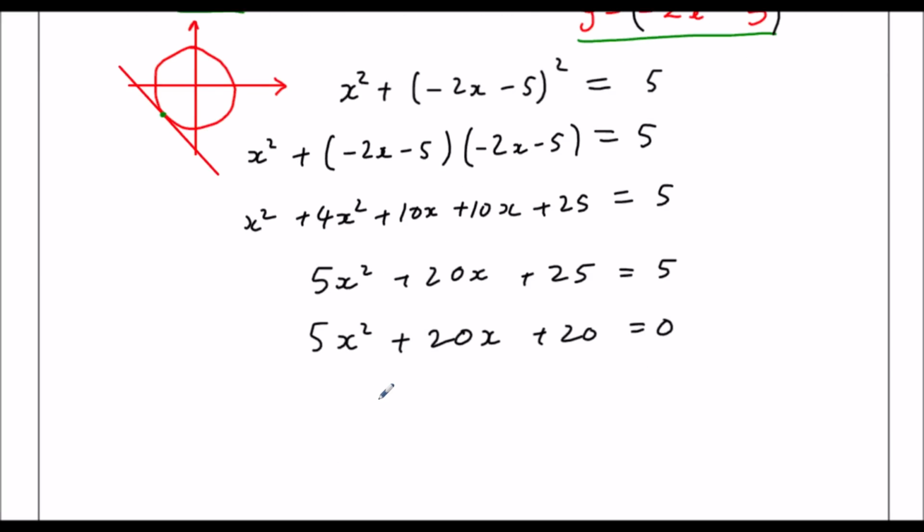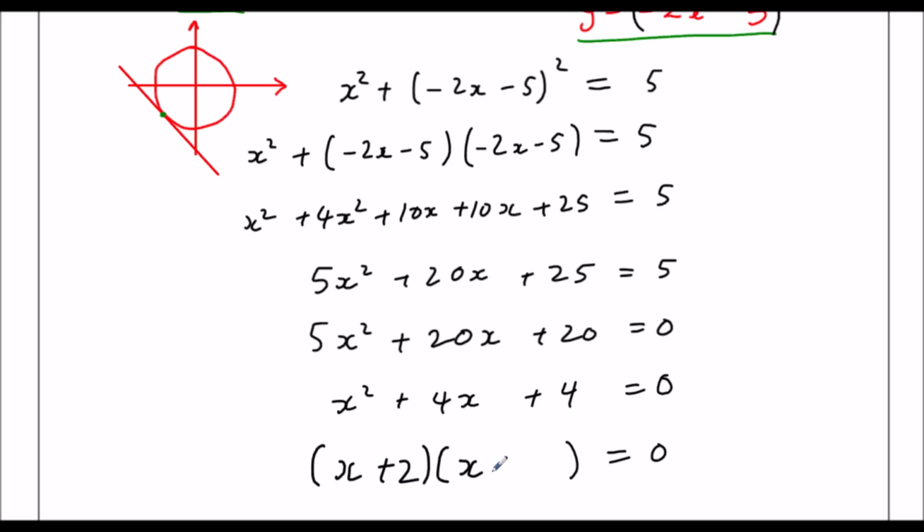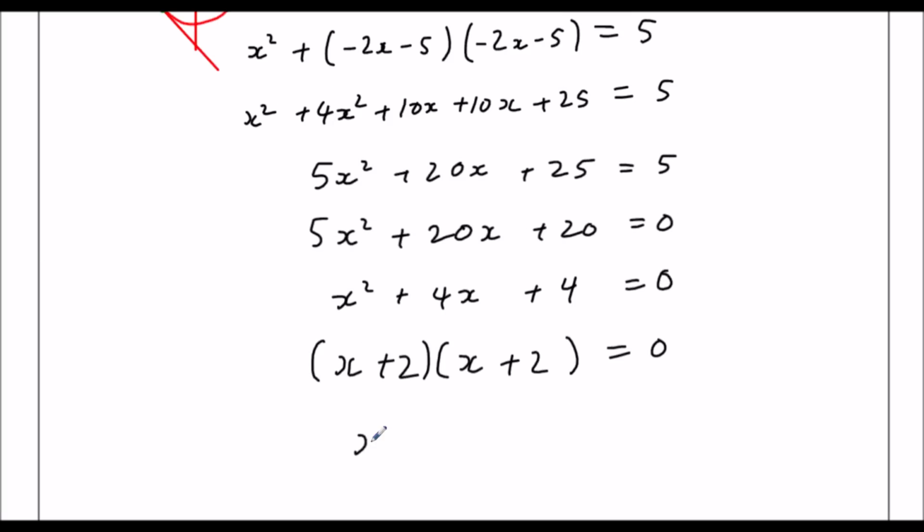We can divide through by 5. x squared plus 4x plus 4 equals 0. So we don't have to use the quadratic formula here. This factorizes. What multiplies to make 4 and adds to make 4? It's 2 times 2. So there's only one solution. x is negative 2. So one solution.